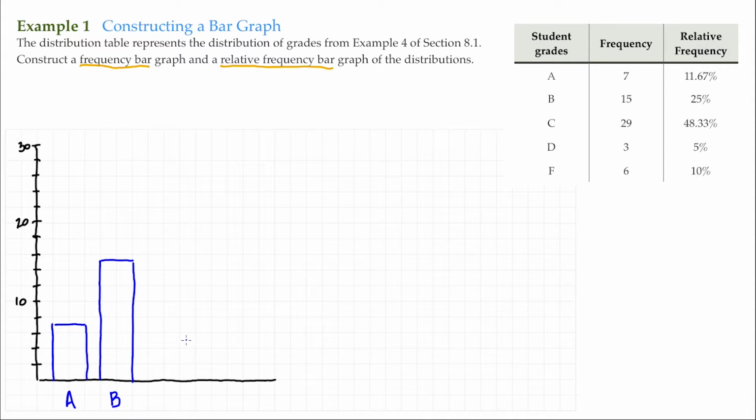None of this has to be perfect, but it certainly is a lot cleaner than if I just did it freehand. So this graph paper certainly does help, and I certainly do endorse it. If you have some sort of ruled paper, it helps a lot as far as I'm concerned. So this is our tallest bar. This is going to go up to 29. And these are going to be our C grades.